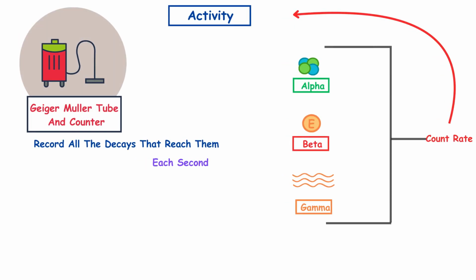Up to now, we have assumed that the activity value is known to us, but in real-life situations we have to measure it using an instrument known as a Geiger-Müller tube and counter. These devices detect all the radioactive decays that reach them per second, including alpha particles, beta particles, and gamma rays, and they report this information as a count rate. It is this count rate that we typically use to estimate the activity of the sample in question.